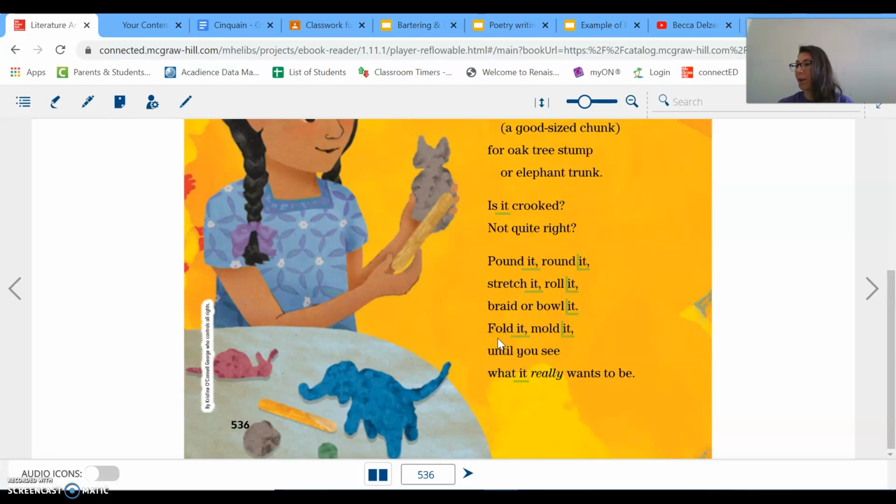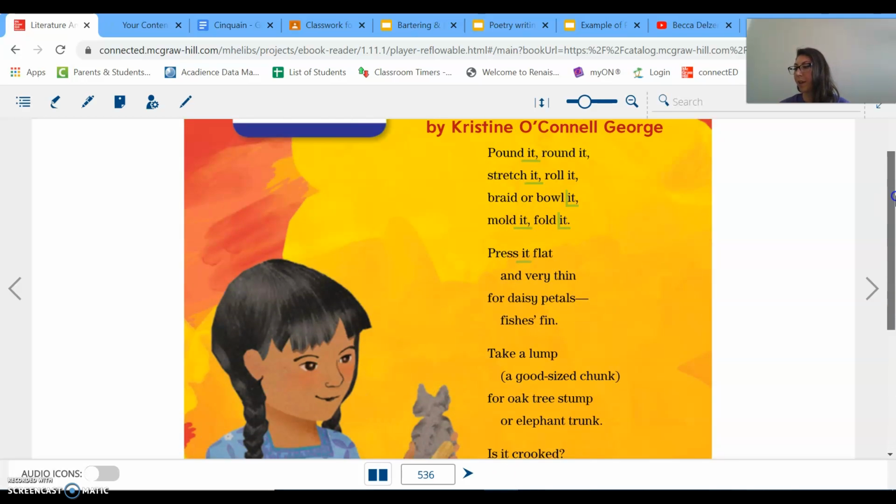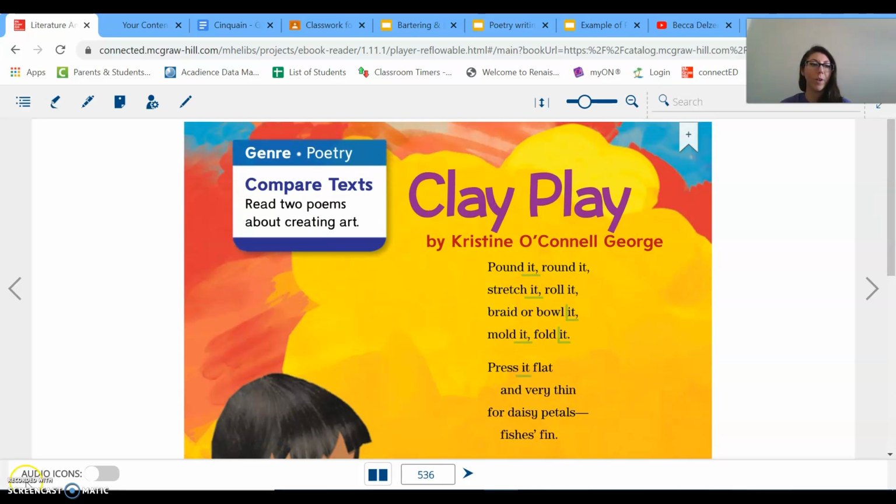So by repeating the same word over and over again, the poet uses the word it to make the poem have kind of a rhythm like a song. It makes their writing go kind of like a song in a poem. Let's think about how they're also using it at the end of a sentence. That also gives it a rhythm.